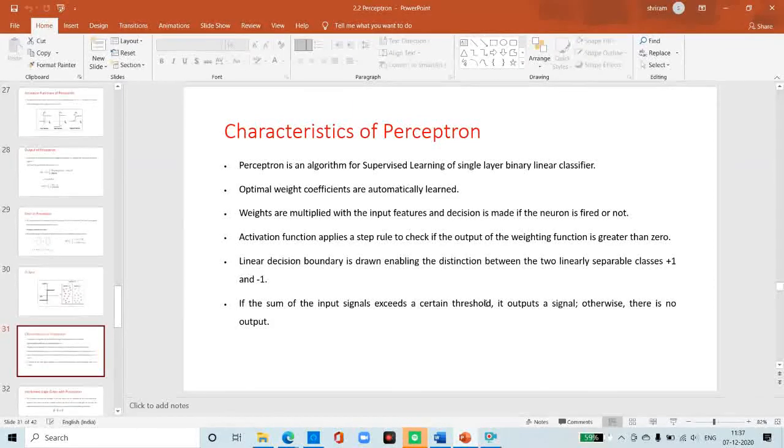The fourth point is that the activation function applies the step rule to check if the output of the weighting function is greater than 0. So a linear decision boundary is drawn, enabling the distinction between the two linearly separable classes plus 1 and minus 1. If the sum of the input signal exceeds a certain threshold, it produces an output signal, otherwise there is no output. Okay, so these are the characteristics of a perceptron. Thank you.